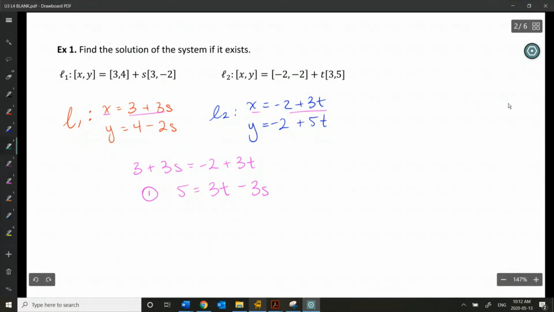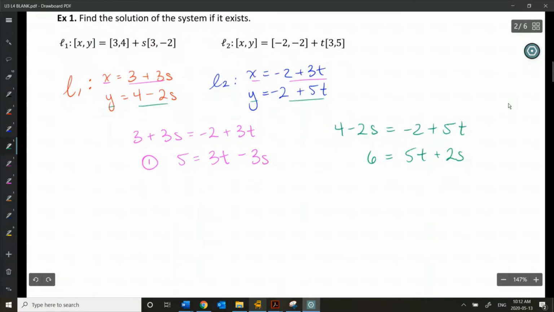And I'm going to do the same thing with the y's. If y is equal to this, and also this, I'm going to set those equal to one another. And we'll move the constants to one side and the things with the variables to the other. Okay, perfect. So that's going to be my second equation.